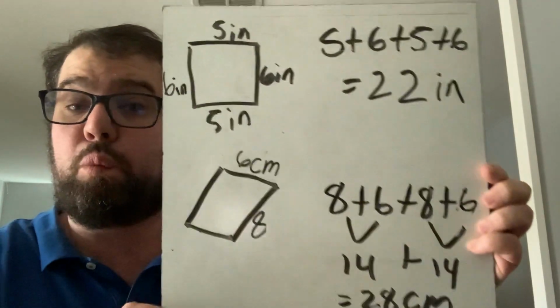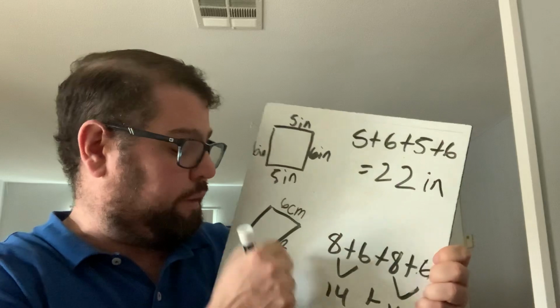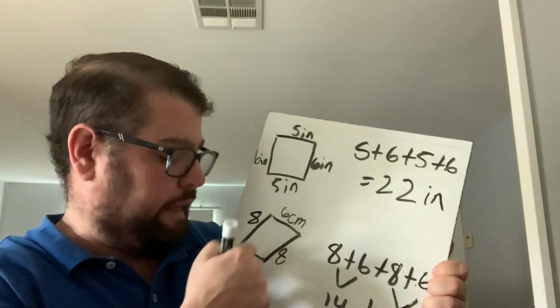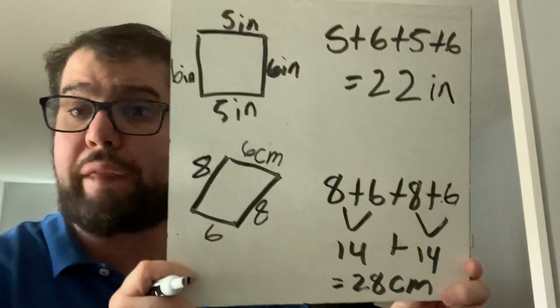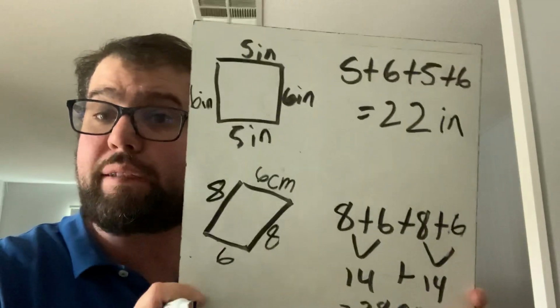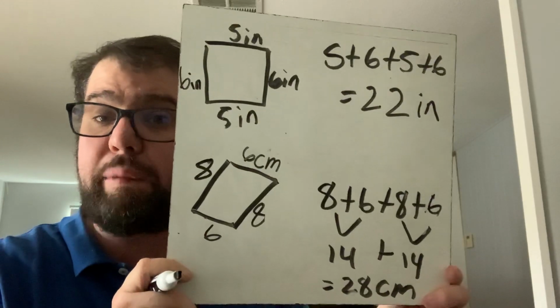Now, what do you need to do? Well, we all know that it's the same. So this 8 is also an 8, and this 6 is also a 6. Make sure you remember that. We've learned that before. The opposite side is the same. 8 inches, 8 centimeters, whatever.